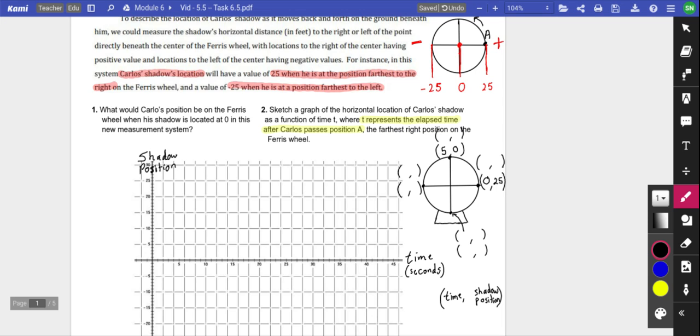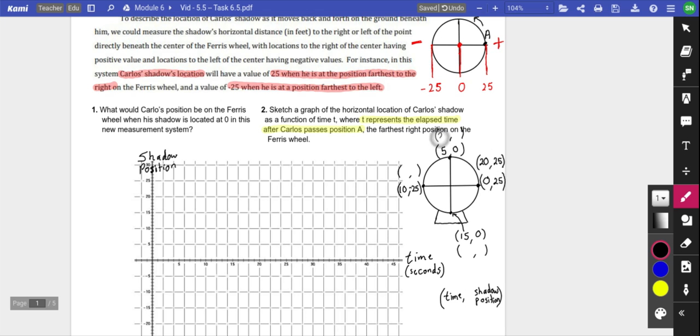We continue moving counterclockwise. 5 more seconds brings us to 10. We are all the way to the left, so that would be negative 25. So 10, negative 25. Then we do another 5 seconds. That would be 15 seconds. And because we are at the bottom of the wheel, below the center, that would be 0. Then we are back to where we started. This is 20 seconds. That's how long it takes for us to do a full rotation. And we are again 25 feet from the center.